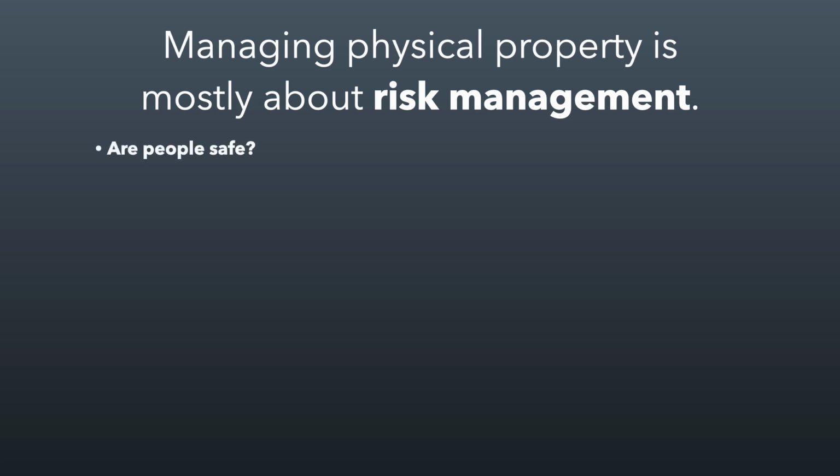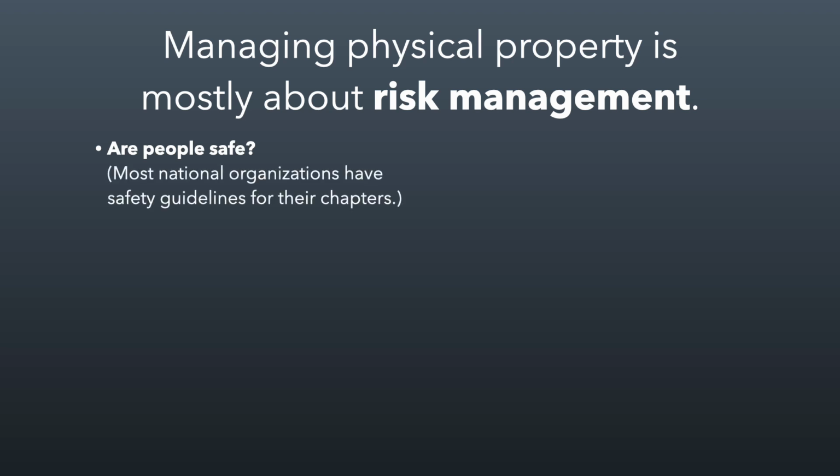One, you ask if people are safe. Your property might be poorly maintained, and because of it, it might become dangerous to somebody else. This would be like having a company car or nonprofit car that hasn't had the brakes checked in a long time. And most national organizations, by the way, have safety guidelines for their chapters. So Boys and Girls Clubs, Make-A-Wish, others, they actually have safety requirements for all their chapter members, because this is an important part of operating the organization.